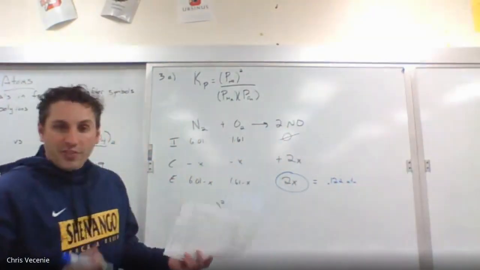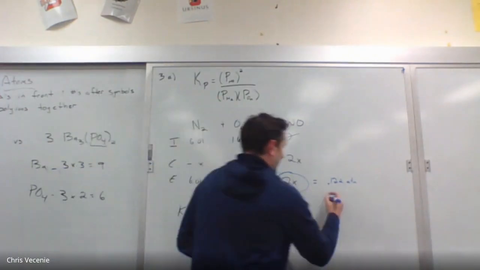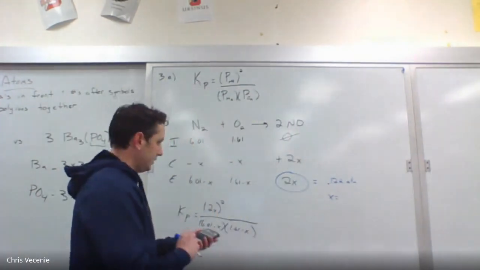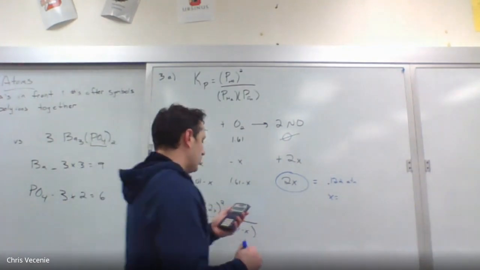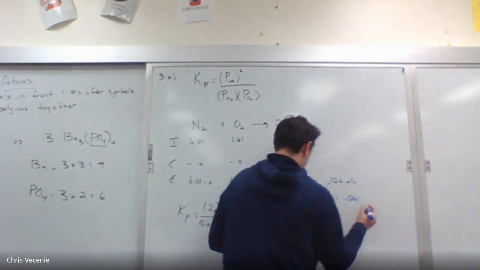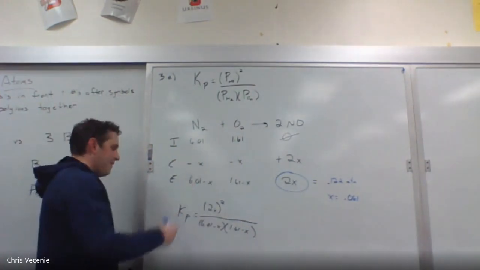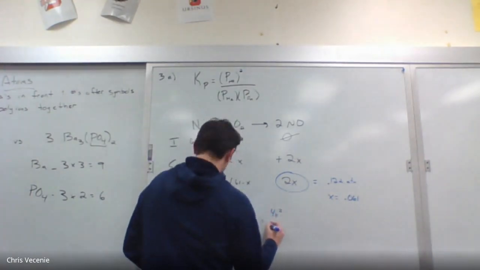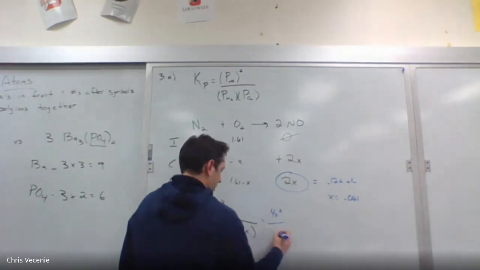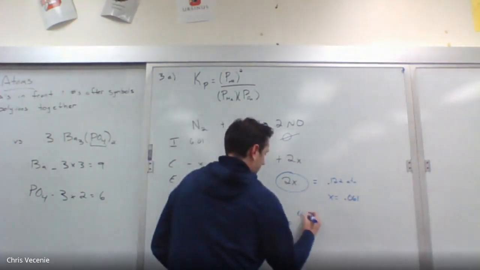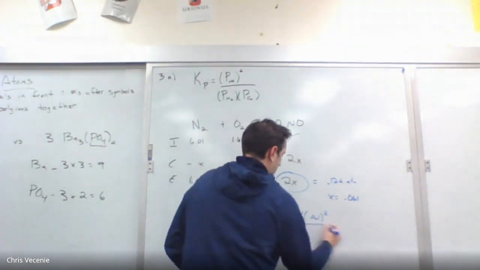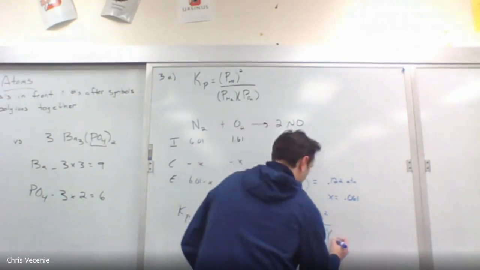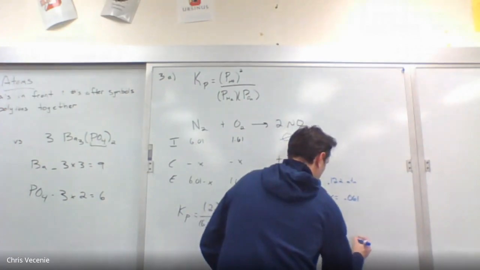So now I can solve that equation for my X. My X is going to be the 0.122 cut in half. Looks like 0.061. And then we can plug that value into this equation. So we'd be looking at 4x squared over the 6.01, and then I'll plug this guy in. 4 times the 0.061 squared over 6.01 minus 0.061, and then 1.61 minus 0.061.